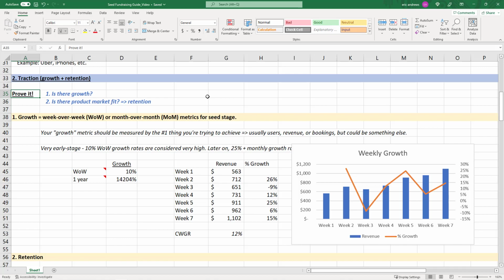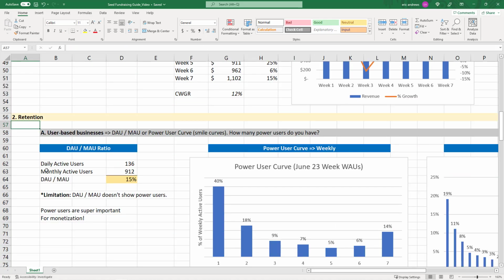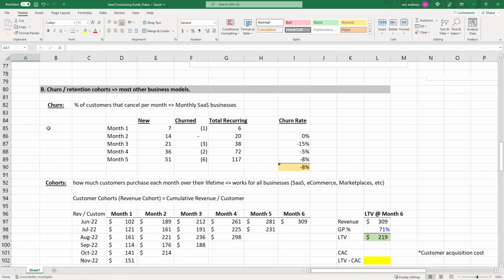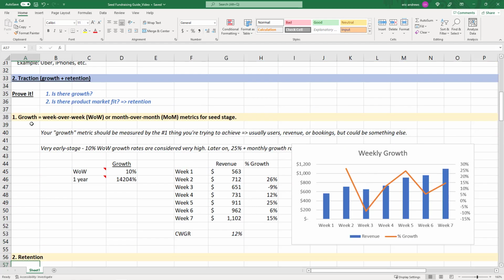So growth and customer retention are the ways that you tell this story. So we're going to talk about growth. Then we're going to move to retention for user-based businesses, subscription, and other types of businesses like e-commerce, marketplaces, and businesses with revenue. So let's talk about growth.